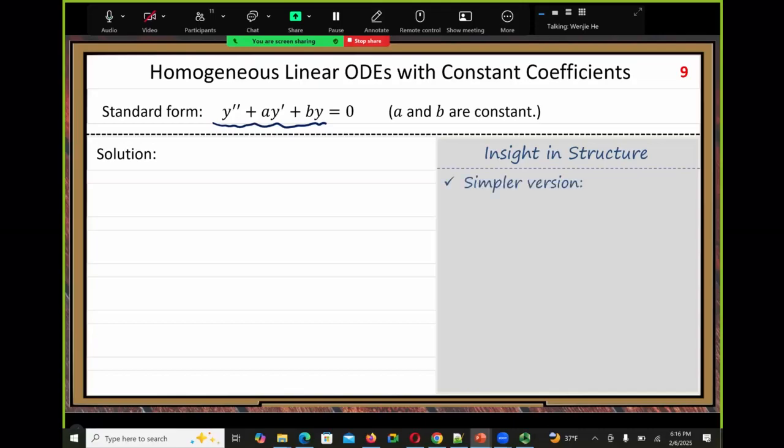Let's consider y prime plus ky equals 0. That's the simple ODE we solved before, right? Remember when we worked on the decay model. We solved this one, and we know the general solution is y equals constant C times e to the negative kx.